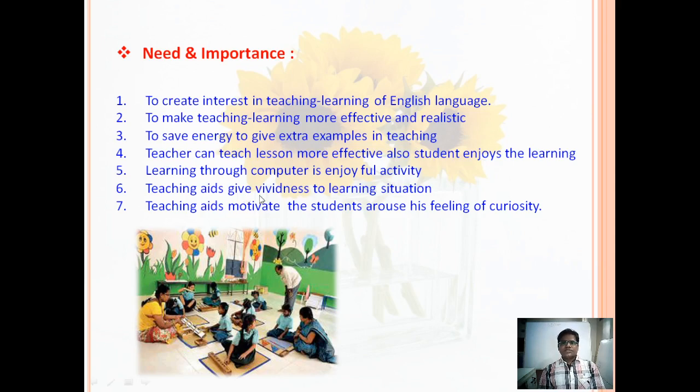After that, teaching aids give a vivid learning situation. Vividness means when you are about to give them an example of wind, an example of God, an example of a monster, then these things are not easily seen, but you may give them examples with the help of showing different types of video clips, then computer and some videos, or you may use an LCD projector, because there is clarity.